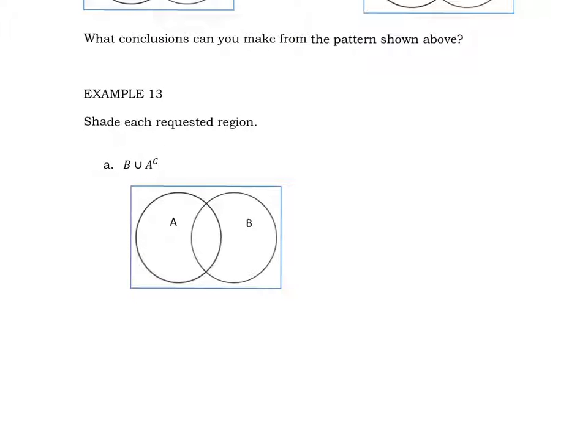Sets, example 13. So we're going to have a whole lot of examples of shading Venn diagrams. Okay, so then go ahead and number the regions like we did before. And we're going to do the union of set B and the complement of A.